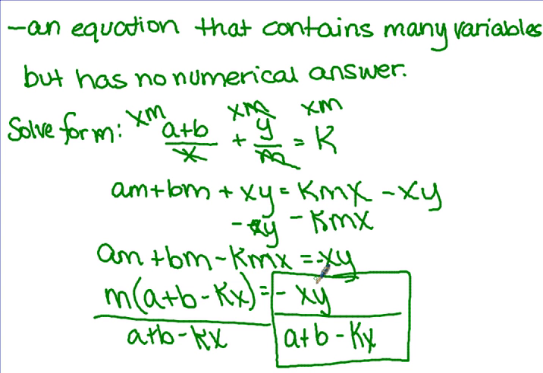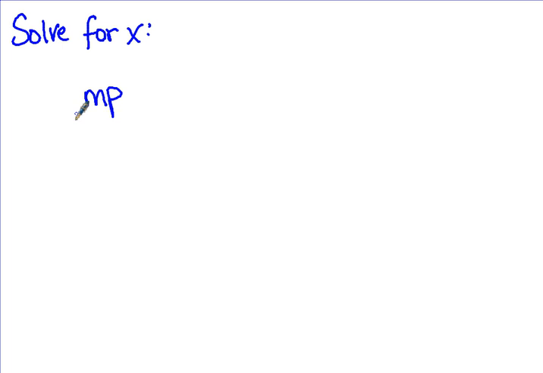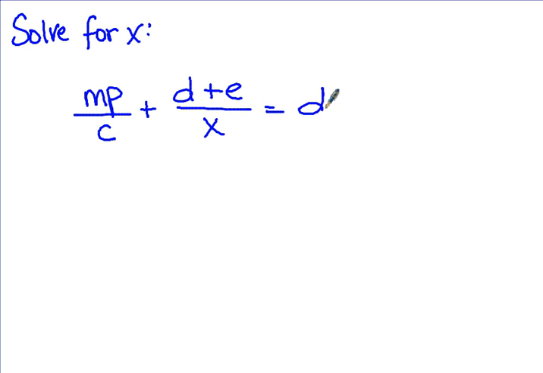All right, let's look at a second one. In this second example, we're going to solve for x in the equation mp over c plus d plus e over x equals d. We're going to solve for x. So the first thing that we do in order to get rid of those fractions is we multiply through by a common denominator. Common in this case is going to be cx. So I'm going to multiply everything through by cx.